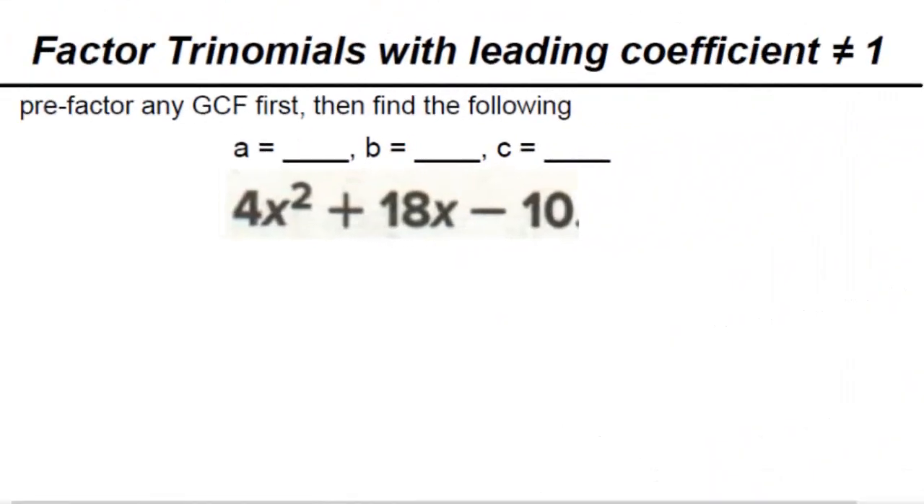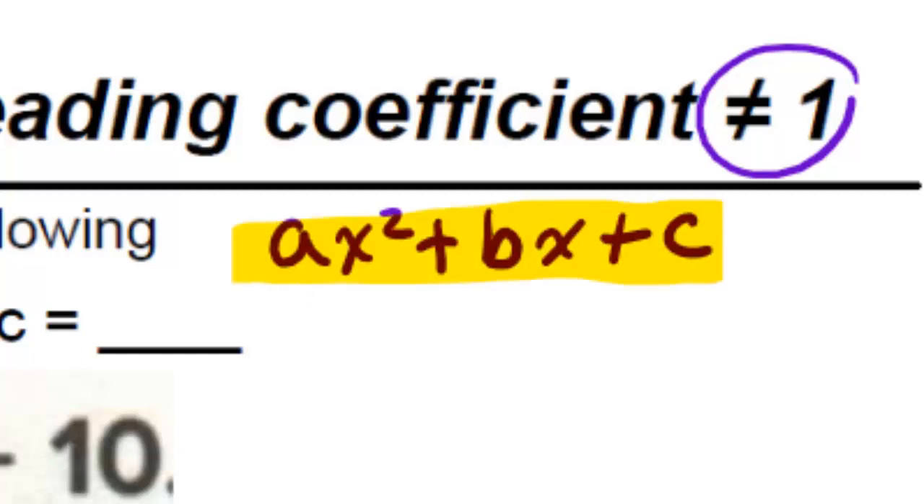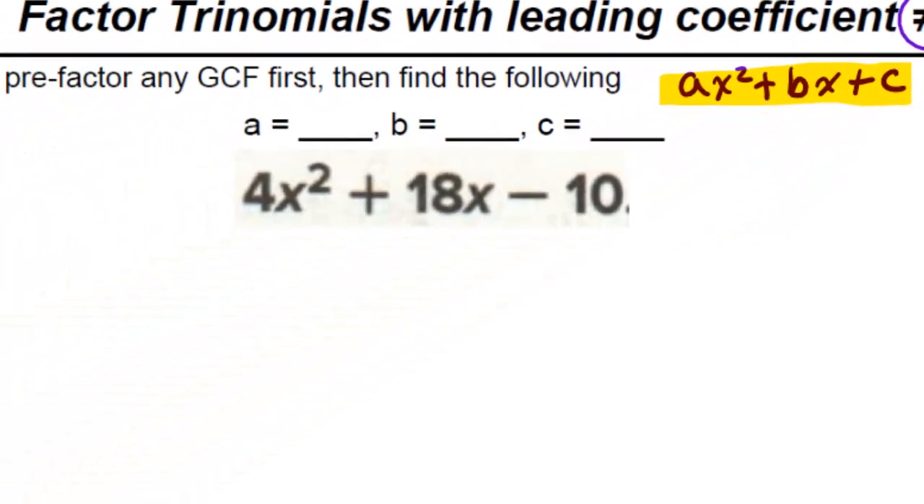Okay, now we want to factor trinomials with a leading coefficient that is not equal to 1. The general form of a quadratic would look like this: ax squared plus bx plus c. You'll notice we have an a now. Instead of a 1 out in front, we have a number other than 1. And you might want to go ahead and write this down as the general form of all of our quadratics. One of the most important parts of this is to always remember to prefactor any GCF out first.